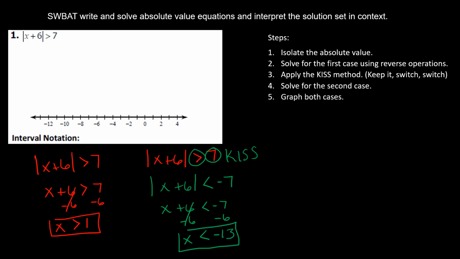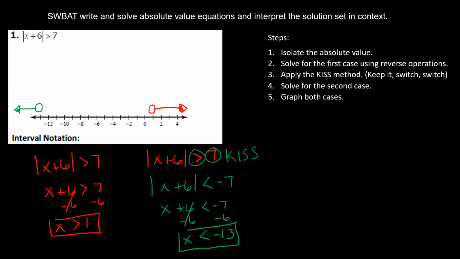Okay? So now when we graph this, for x is less than 1, we come to 1, open circle, because it's not equal to, and we're going to the right, because we're talking about all the values that are greater than. For the other side, we go to x is at 13, which is over here, open circle, and we're talking about all the values to the left of it, because we're talking about all the values that are smaller than negative 13.